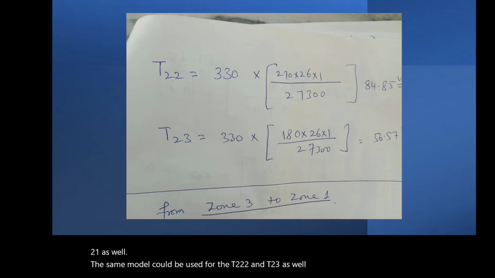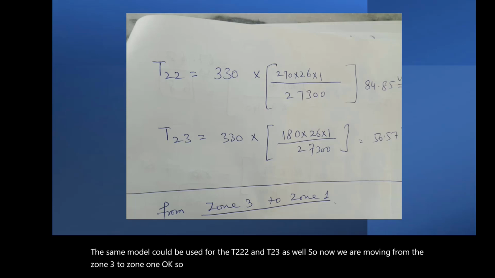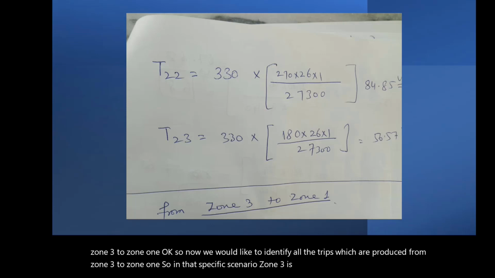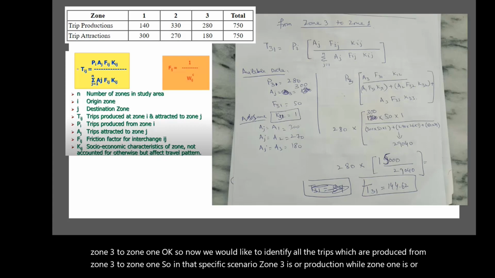So now we are moving from zone 3 to zone 1. Now we would like to identify all the trips which are produced from zone 3 to zone 1. So in that specific scenario, zone 3 is our production, while zone 1 is our attraction factor.